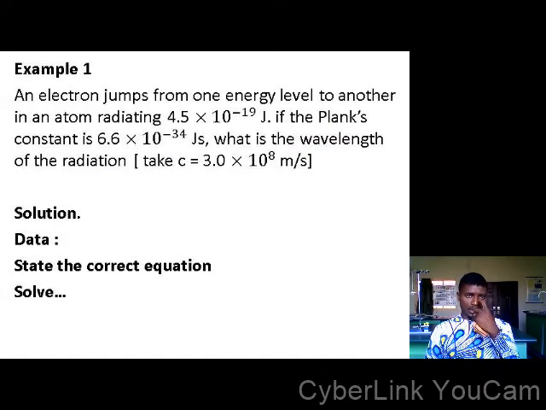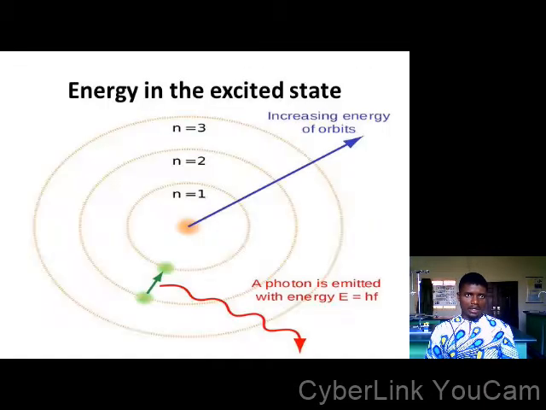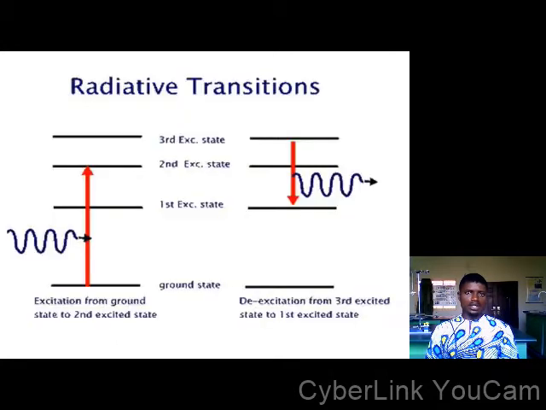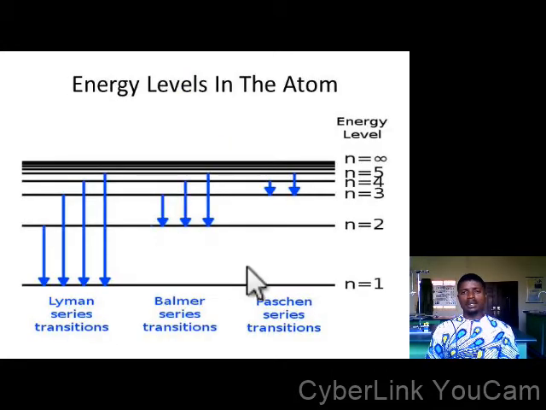So this diagram is what I explained here. Where's the diagram? This is the diagram. So these ones jump from here to the ground state, and then this one from here to this state. That is what I just explained.